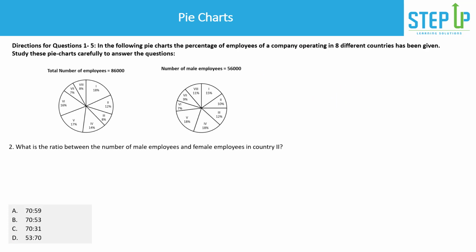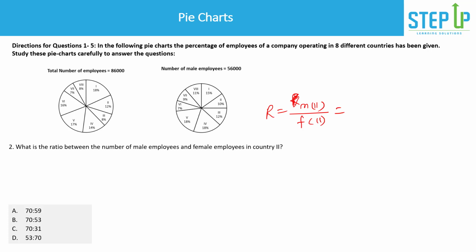The second question says, in the following pie charts, the percentage of employees of a company operating in 8 different countries has been given. That same thing, 2 pie charts. The question is, what is the ratio between the number of male employees and female employees in country 2? So this ratio equals male employees in country 2 upon female employees in country 2. This is what we have to find out.